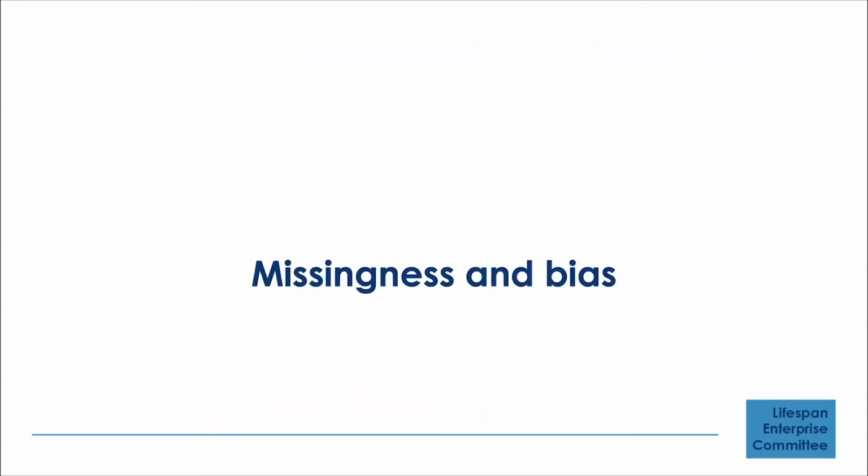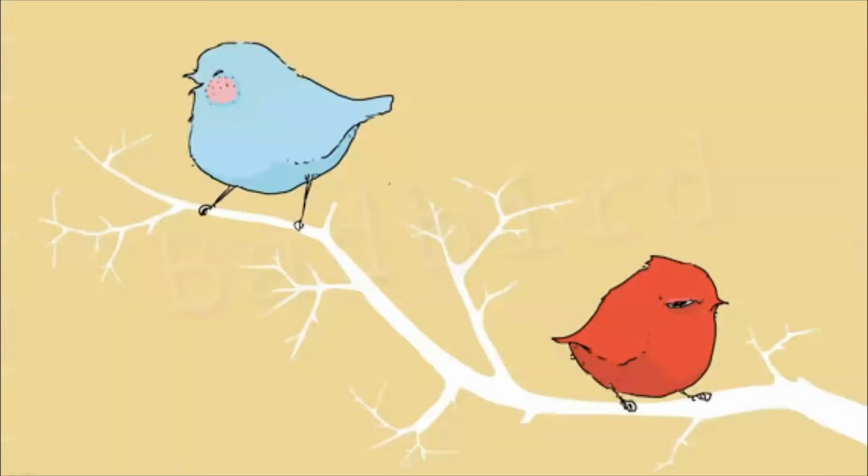There's a problem with using these data, though, these observational data sets that look so rich and so promising, that keeps us from making huge discoveries. And that has to do with missingness and bias. And to exemplify this, I like to tell this story about a red bird and a blue bird.